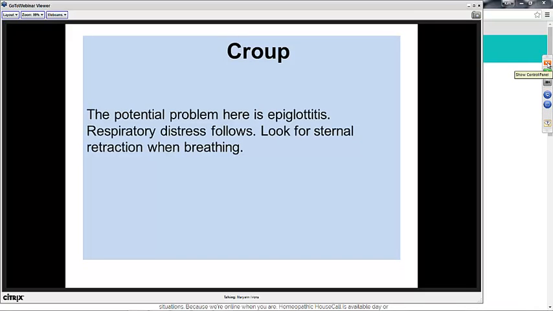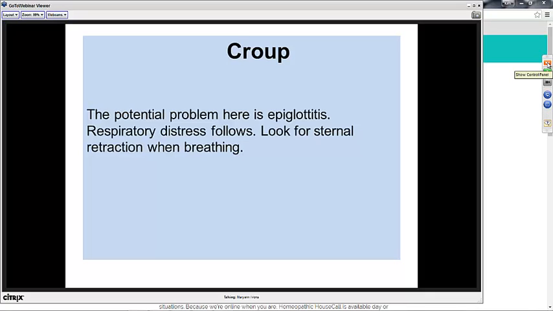Our friend the croup. Now, croup is a really common business, and in general, croup is not a problem. The potential problem here is epiglottitis. If you get an inflammation of the epiglottis, you can have respiratory distress because it can impede airways.